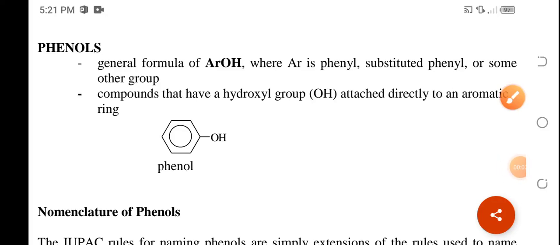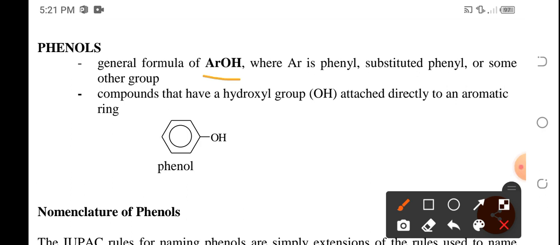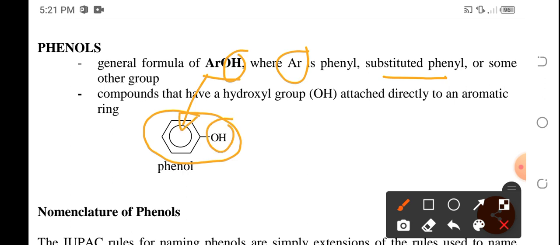Okay, phenols will have a general formula of ArOH, wherein Ar is a phenyl or a substituted phenyl, or benzene ring. So the hydroxyl group is the functional group. This would be the simplest phenol. This is the aromatic ring or benzene ring and the hydroxyl group.